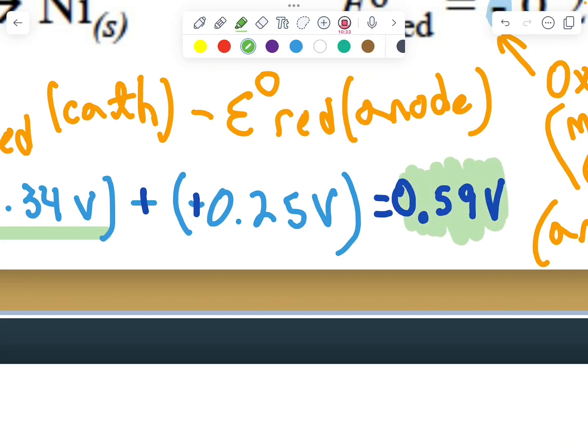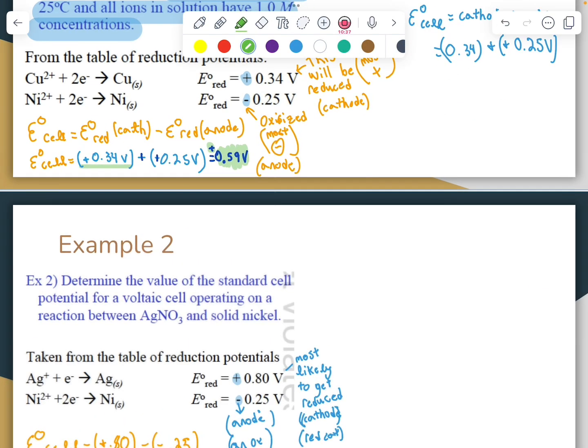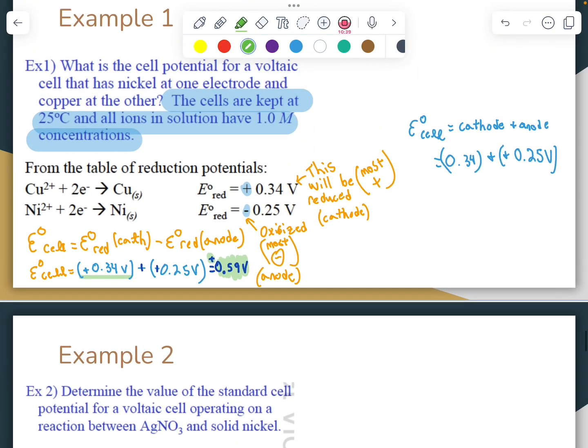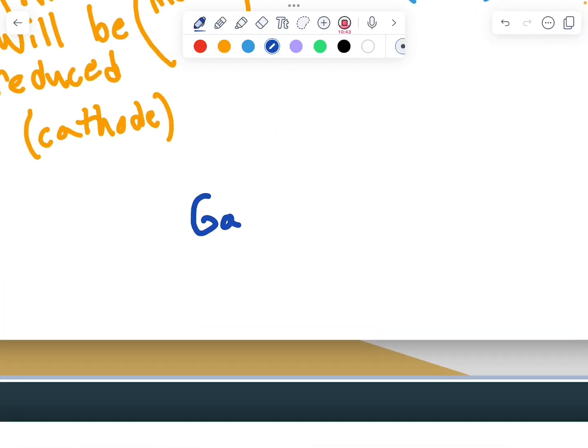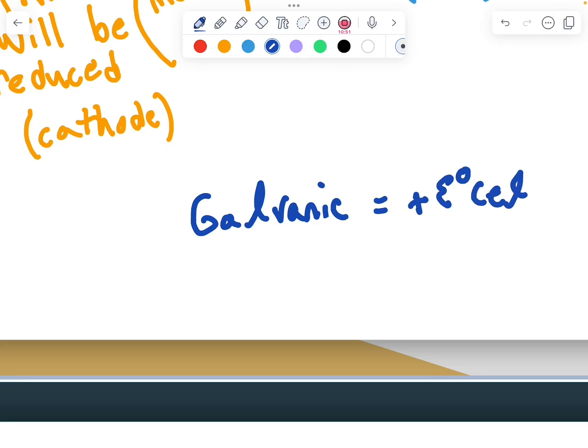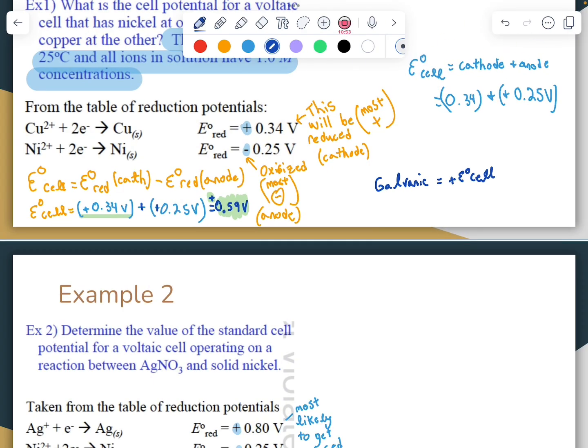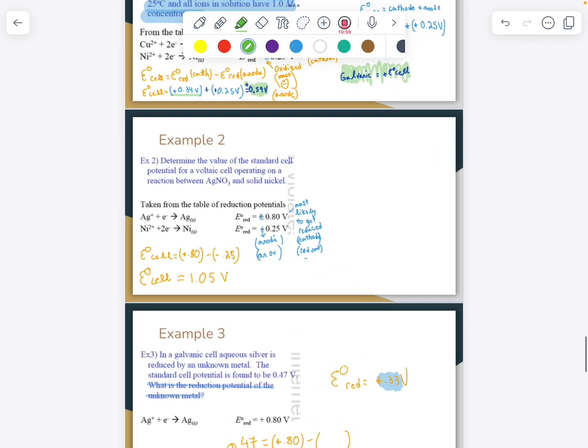If you'll notice, this is a positive value, and for galvanic cells, we will always have a positive E cell, which means it's thermodynamically favorable. There's another type we will learn about that always has a negative E cell, which means it's non-spontaneous and not thermodynamically favorable. So we'll just skip this example.